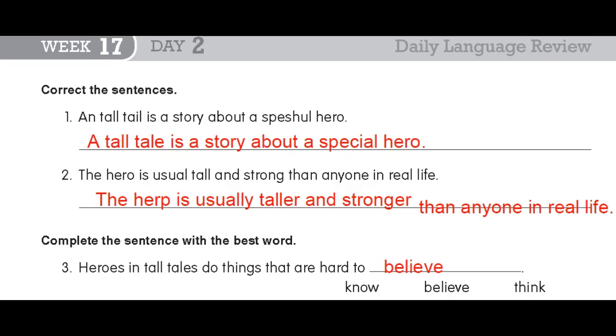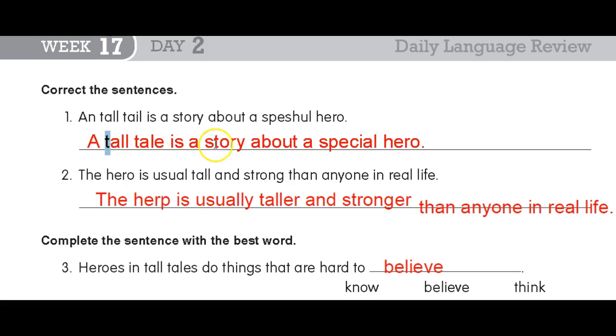Okay, let's correct our daily language. Make sure you have a pen. Remember to press pause in order to make your corrections. Okay, instead of "an tall tale," it should be "a tall tale," because tall tale starts with a consonant.